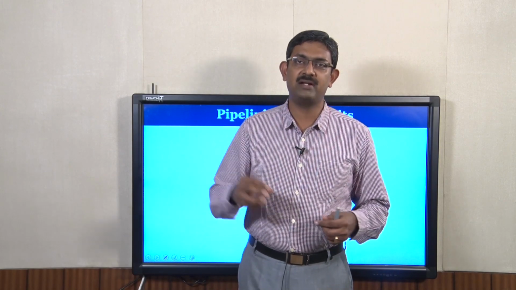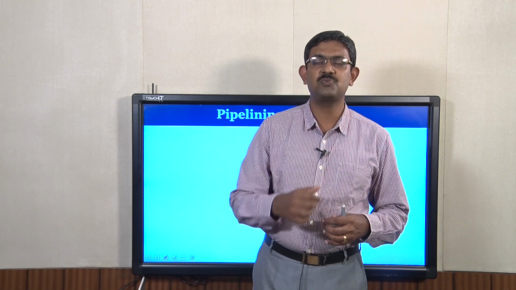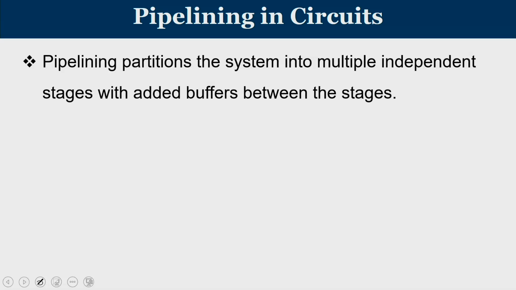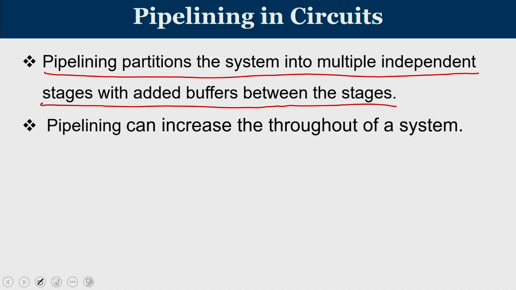Now, that is not a modular structure. Can I subdivide the entire monolithic big design into smaller subcomponents, where each component takes care of one aspect of the execution of the instruction? We are going to divide the entire circuit into multiple smaller components. So, when you apply pipelining, it partitions the system into multiple independent stages with added buffers between the stages. As we have already discussed, pipelining can increase the throughput of a system.